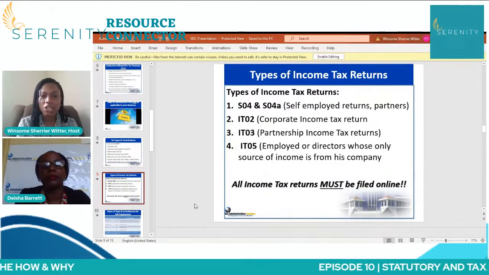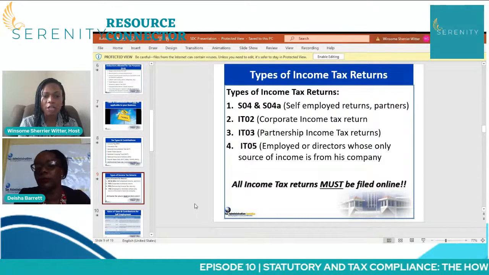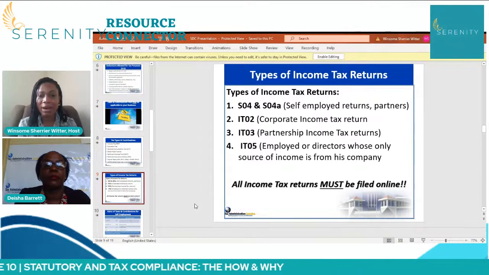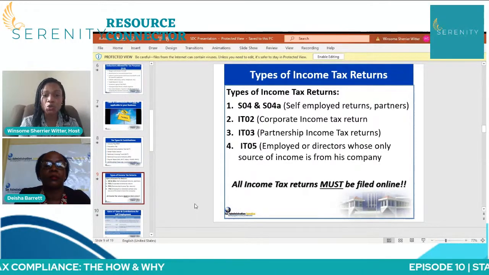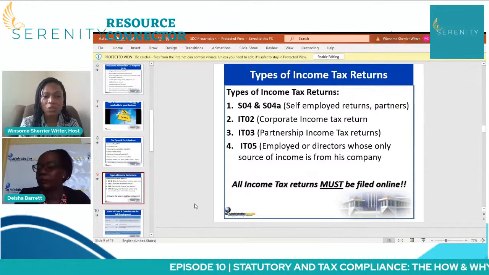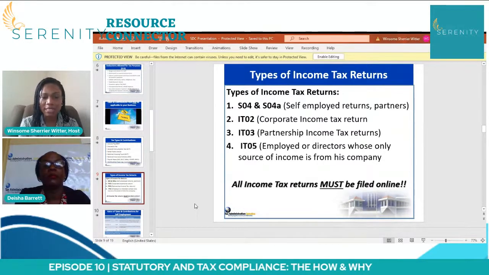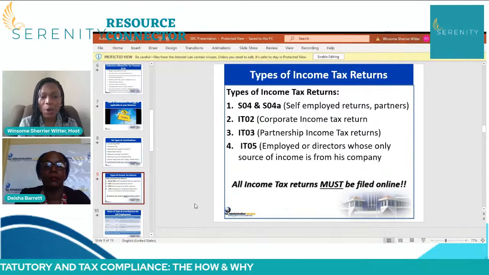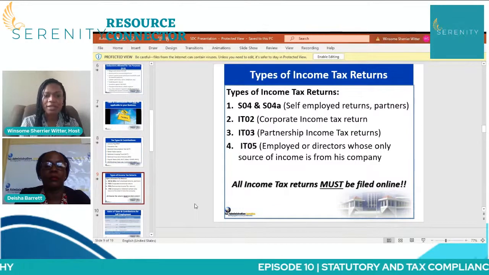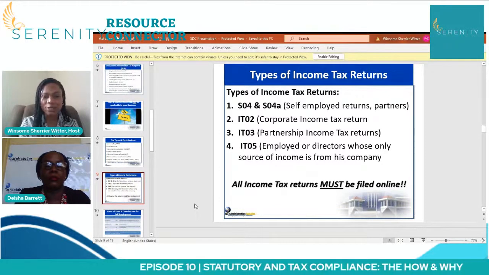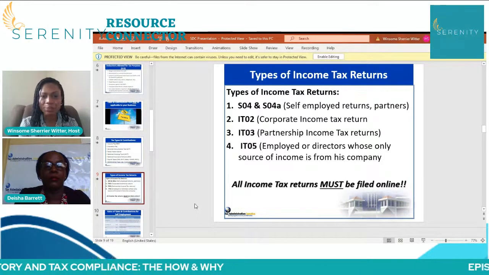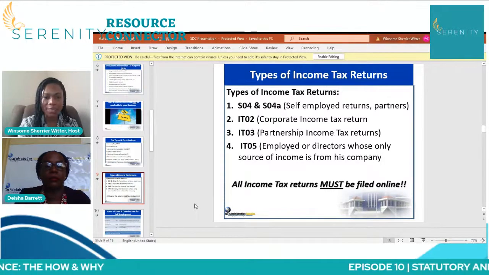So here are some of the income tax returns. So one, you have your SO4 and SO4A. Those are the self-employed returns. SO4A is for partners. IT02, your corporate income tax return. That's for those registered as companies. IT03, that's your partnership income tax returns. And you have your IT05, for employed persons or directors whose only source of income is from their company. Right? So for those directors whose source of income is only from their company, this is the return that's filed for them, which is separate from the income tax that's filed for the company.